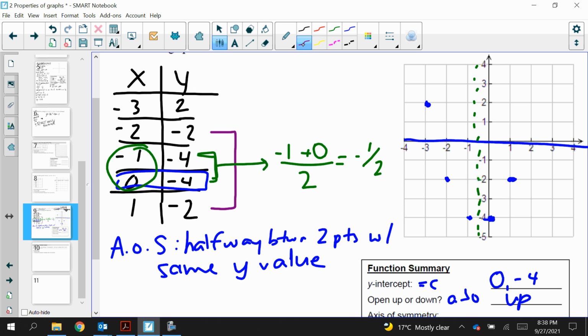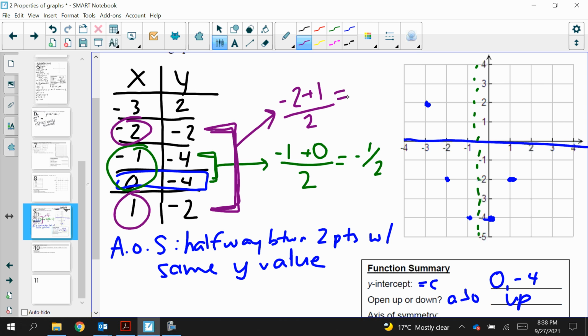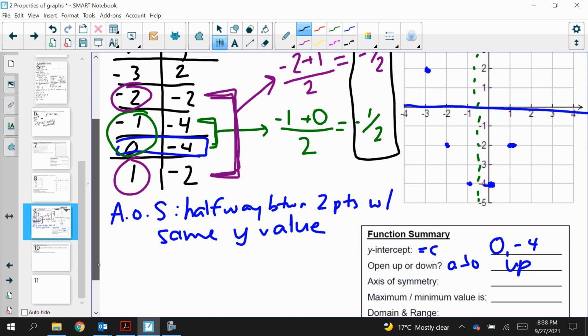If I did it with the purple line, just to prove to you that I'm not lying to you guys 100% of the time, adding our two purple values, so -2 plus 1 divided by 2. So -2 plus 1 is -1, divided by 2 is -1/2. So as long as I choose two values that have the same y value, we will end up with the same value there. So our axis of symmetry is along the line x equals -1/2, -0.5, same.